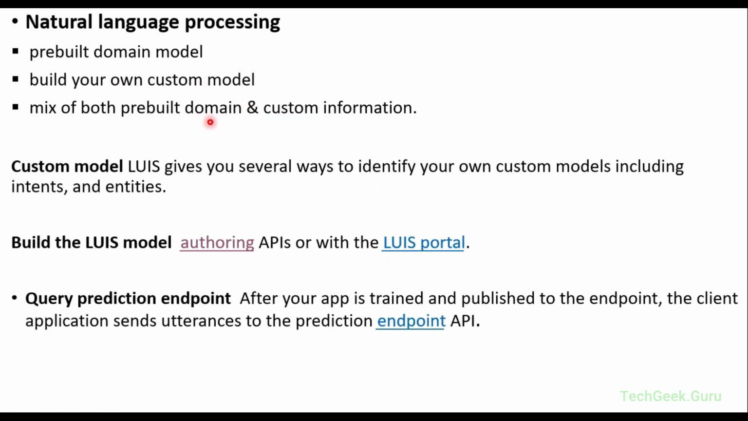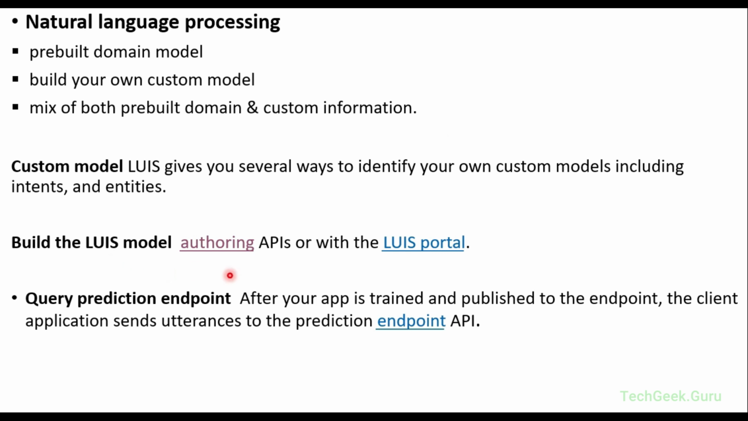You can create 3 different kinds of models in LUIS based on your business requirement and the data that you have. There are some pre-built domain models which are readily available in LUIS that you can just include in your app and then train and publish them and use them. Or you can create your own custom models that you will build based on your own utterances, intents and entities. Or you can use a mix of both pre-built domain and your own custom model.